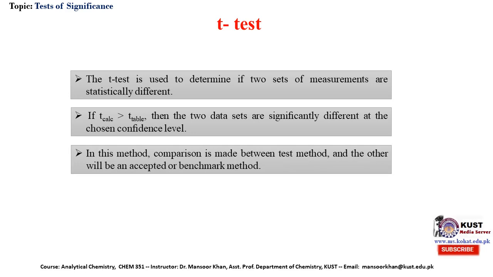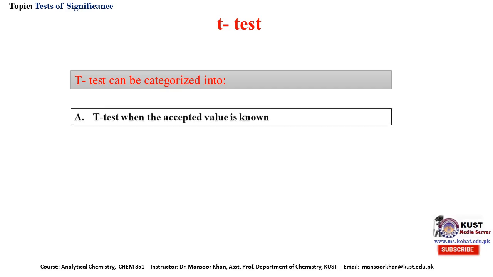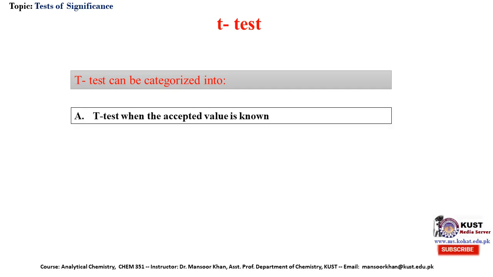In this method, the comparison is made between the test method and the other, which will be an accepted or bench method. The t-test can be categorized into the t-test when the accepted value is known. So if you know the accepted value, then you can calculate the value of t by using some equation.